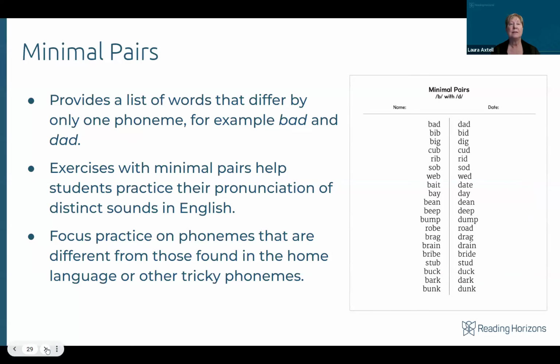One really great resource is minimal pairs, where a list of words are exactly the same with the exception of one sound or phoneme. Many languages don't have a sound for V or TH or, I'm sorry, the sound for P, for example. Minimal pairs exercises help students start to hear and discriminate the difference between a B and a D, for example. So bad and dad, and what the mouth is doing when it's forming that. Focusing on those, especially when those phonemes don't exist in a language, can be incredibly helpful.